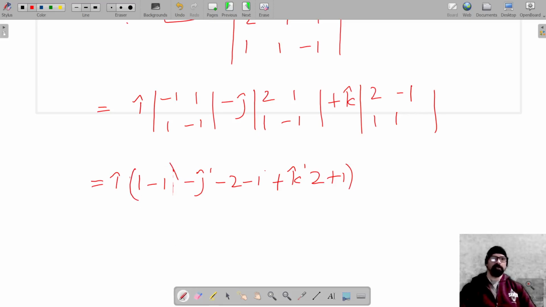Okay, so this is bracket. This is also bracket, and this is bracket. 1 minus 1 is 0, so i cap is gone. So this is 3j cap plus 3k cap. So this is the vector.